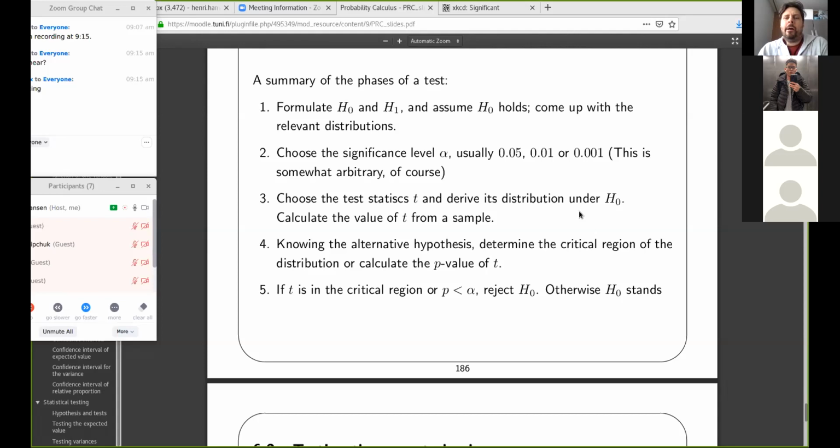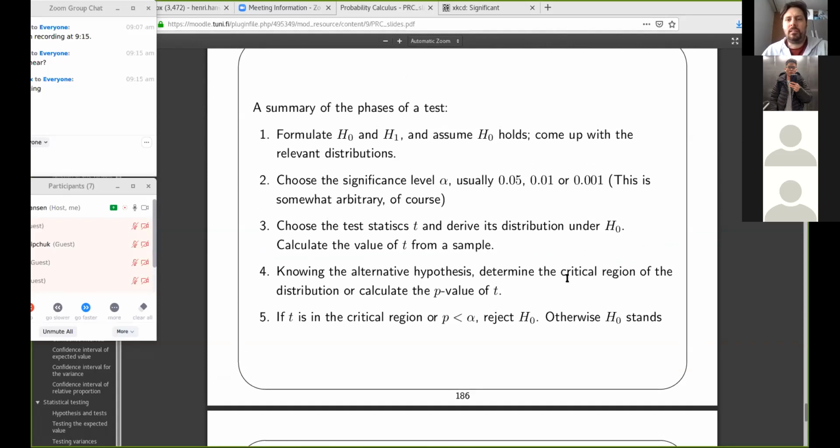All right. So the process is such that after choosing the significance level, you choose the test statistic, which means the test variable that you test. You come up with its distribution, assuming that H0 is true, and calculate the value from the sample. And then you calculate the p-value. If your value is in the critical region, or p is smaller than alpha, then you reject your null hypothesis. Otherwise, the null hypothesis stands as it is.